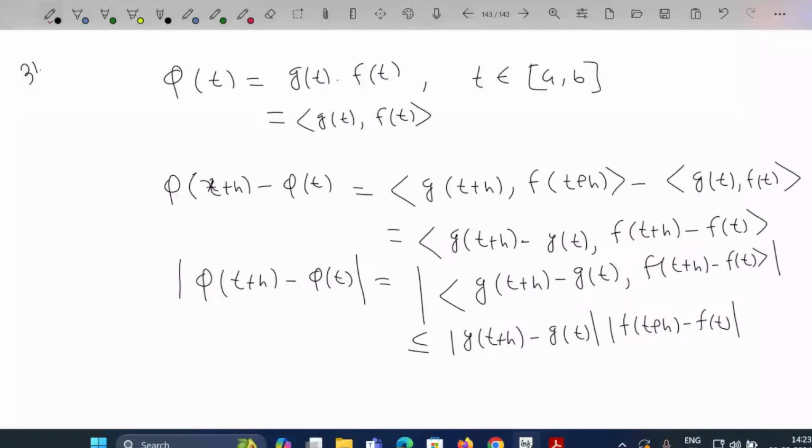In the question, g of t is nothing but a constant. So it's a constant function. So it's true in general if f and g both are continuous functions. Okay.